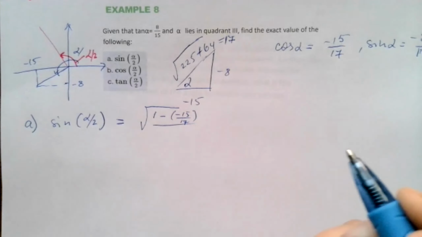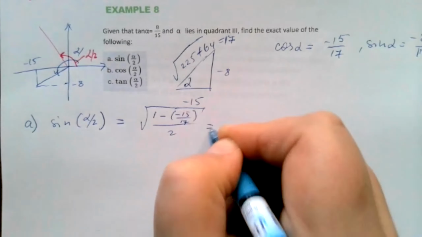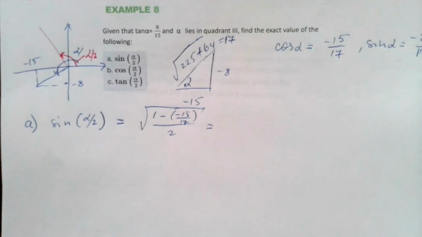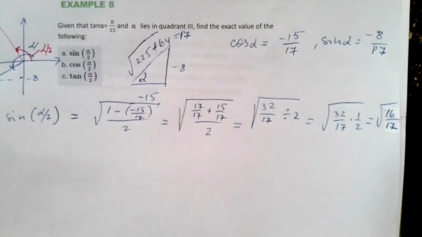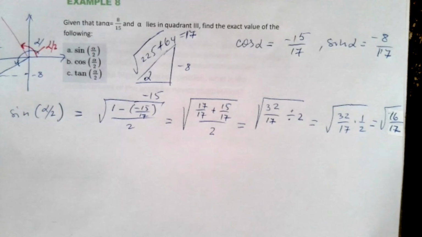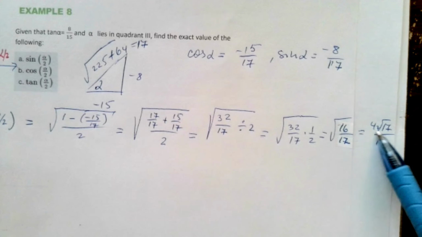So we have the positive root of 1 minus cosine alpha, which is -15/17, divided by 2. Let's simplify that. This is what we're getting, and that is going to be equal to, after we take the root and rationalize the denominator, 4√17/17.